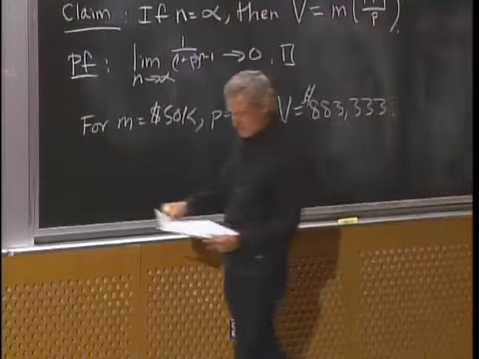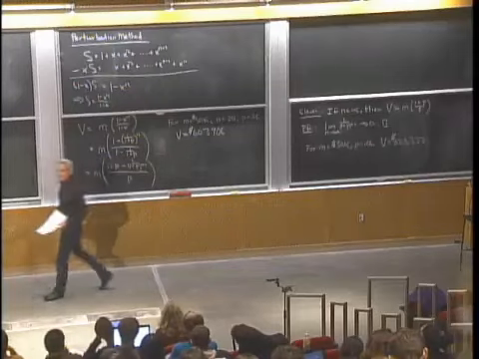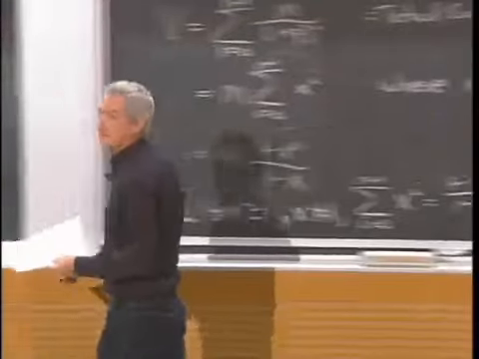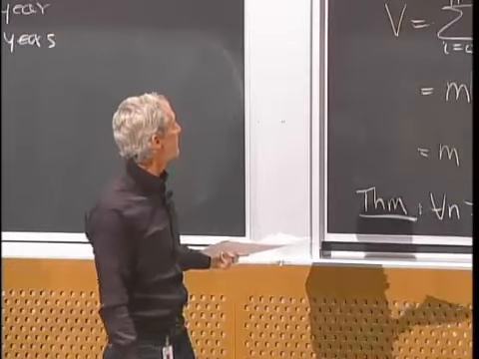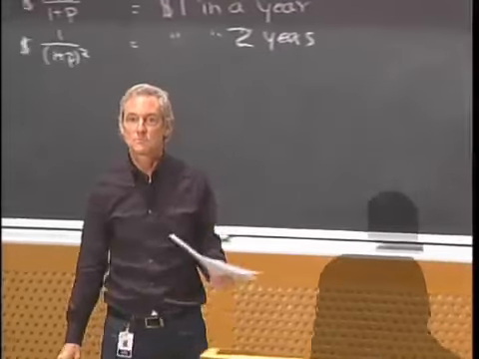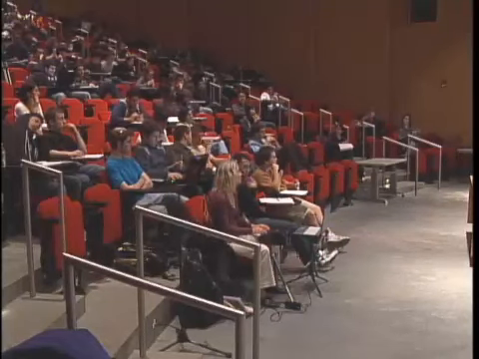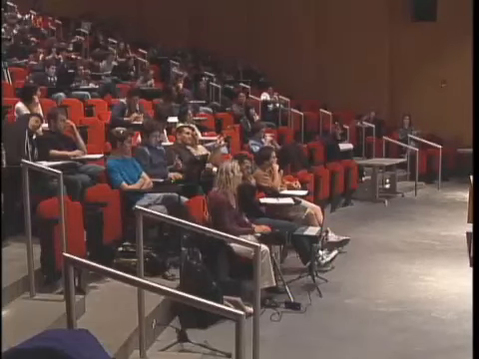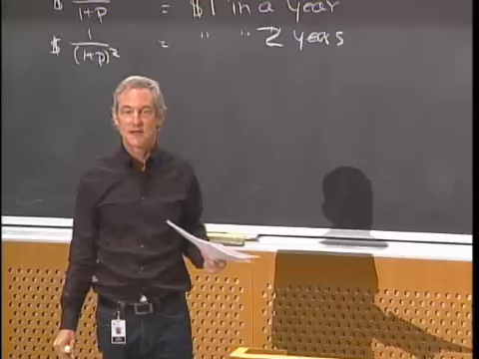All right? Any questions? Okay. Yeah. That's how much it's worth to you right now. So if you have $1 in the future, right now it's like M over 1 plus P. So it's worth less to you now, and later on it's going to be worth more to you.